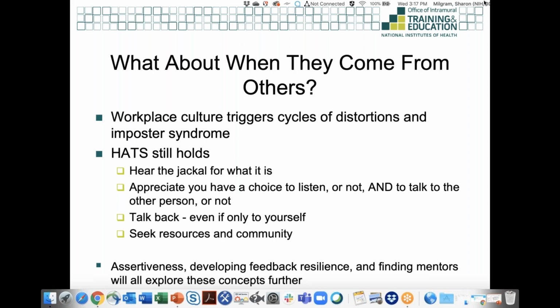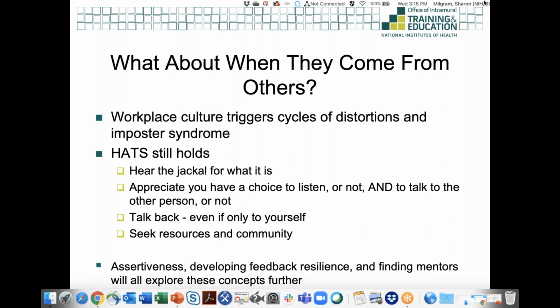But I just want to point out that even when the imposter fears or cognitive distortion comes from outside, from others, HATS still holds. So you can hear the jackal, hear the distortions for what they are. You can still appreciate that you have a choice to listen or not. One person saying students who do poorly in this class never get to medical school or never get internships, is that really valid? What do they know? Are they absolute experts? Isn't that sort of exaggerated? So you have a choice to listen.